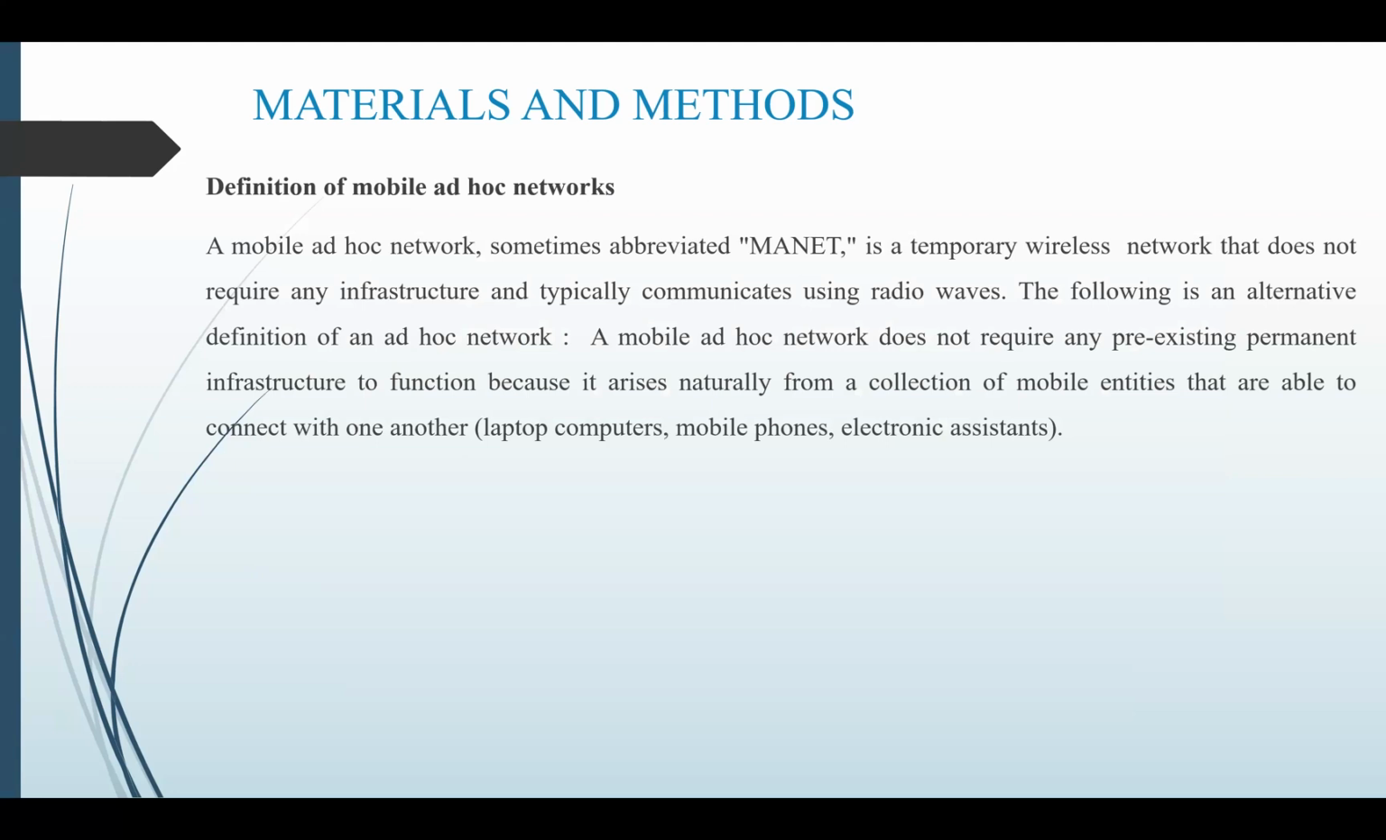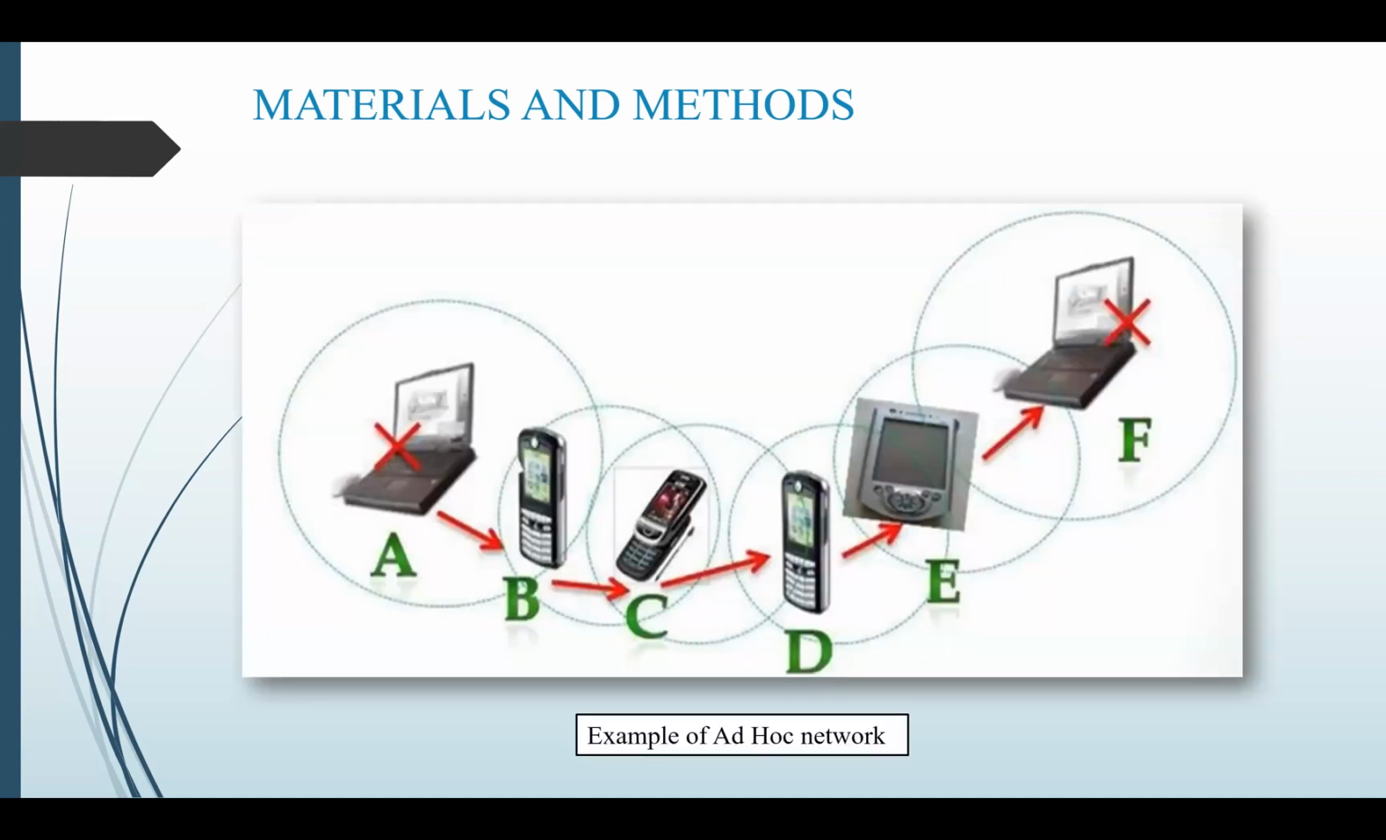So the ad hoc network sometimes operates ad hoc, managed. It's a temporary wireless network that does not require any infrastructure. Following an alternative definition, a mobile ad hoc network does not require any pre-existing permanent infrastructure to function because it arises naturally from a collection of mobile entities that are able to connect with one another. As we can see, in the ad hoc network, for example, from one mobile to another, the neighbors can connect and send requests from one to another.